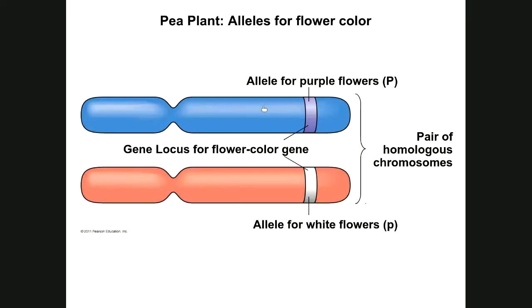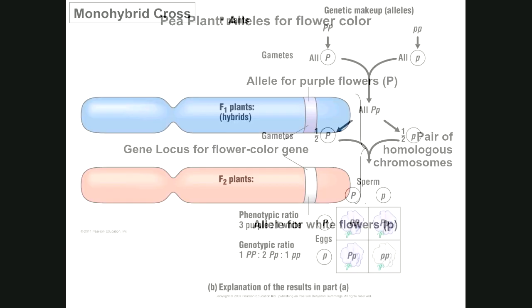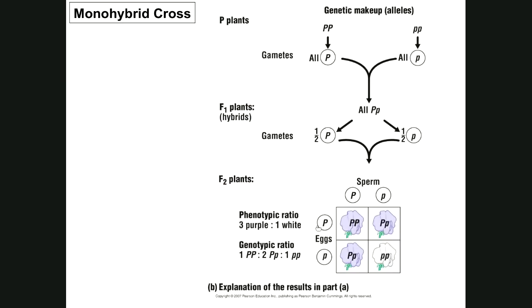on the homologous pair of chromosomes at the same gene loci where you find the alleles for color, the true breed for purple flower was homozygous dominant. Therefore, when the cell division involving meiosis occurred, 100% of the gametes would be carrying either one homologous chromosome carrying a dominant allele or the other homolog, which also had a dominant allele.